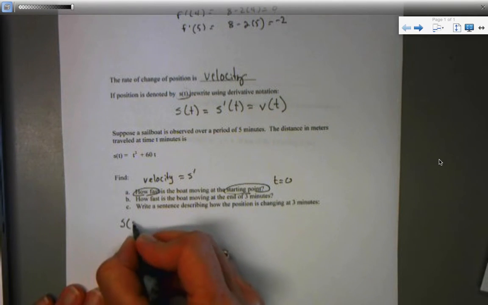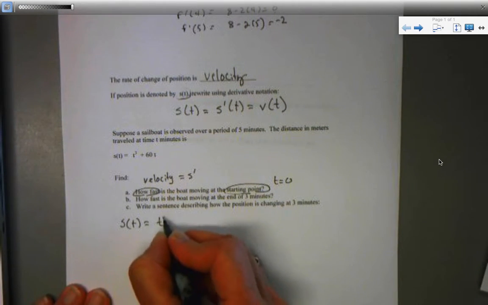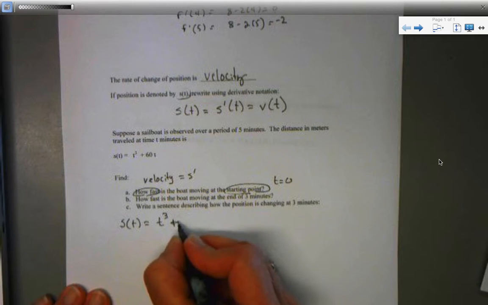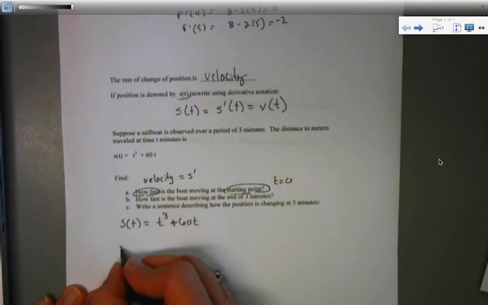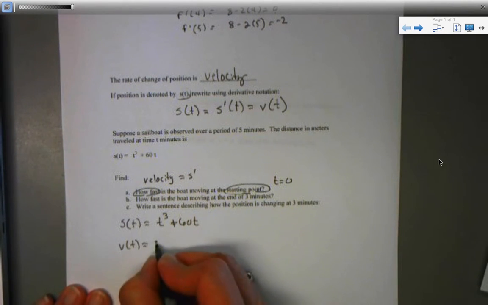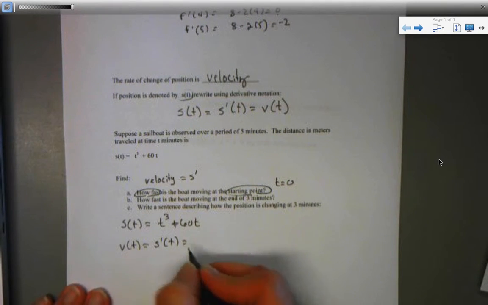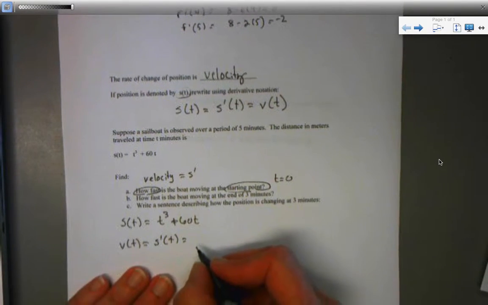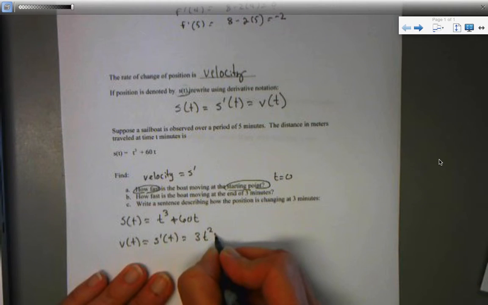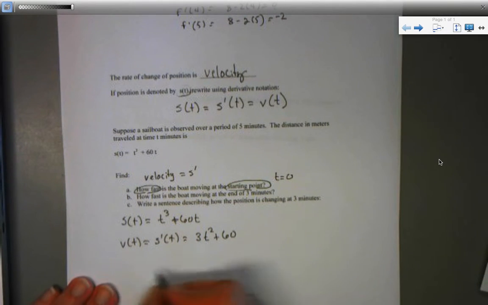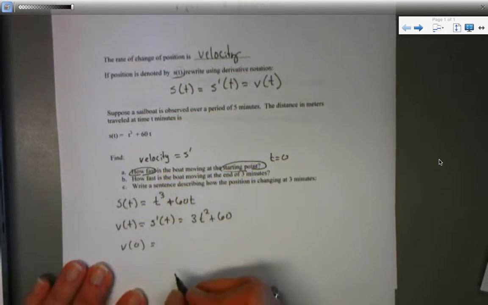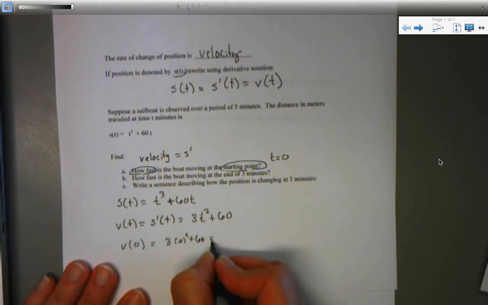So here's my distance equation. Velocity is the derivative of the rate of change of position. So that's 3t squared plus 60. And I want to find the velocity at the starting point when time was 0. So that's 3 times 0 plus 60, which is 60.